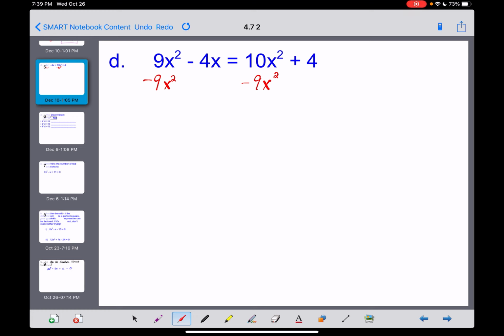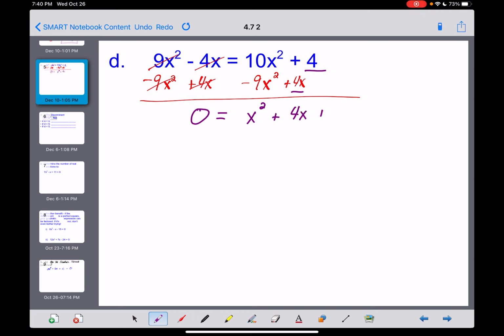That means I'm also going to move this negative 4x by adding it on both sides. And you'll notice this doesn't have a like term. Okay, so where are we? Those 9x squareds cancel. Those 4x's cancel. My left side is now 0. And it equals, well, 10x squared minus 9x squared is 1x squared. This 4x doesn't combine with anything, so it's just plus 4x and then a plus 4 at the end of all that. Okay, gotcha. And as I'm looking at this, I think this one works out pretty nicely.